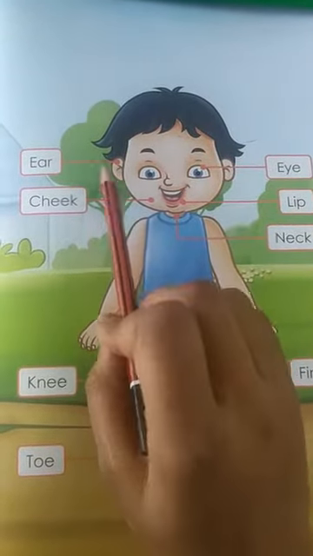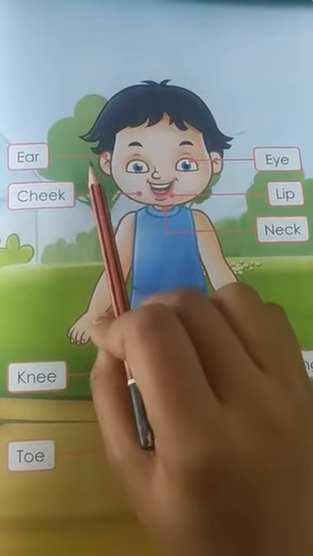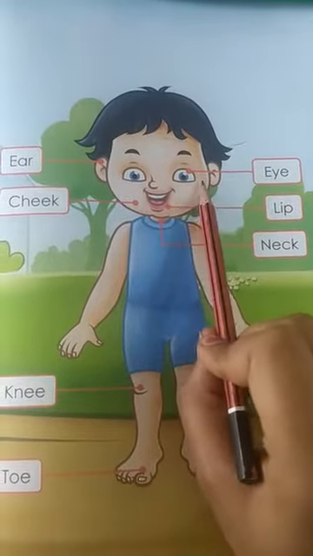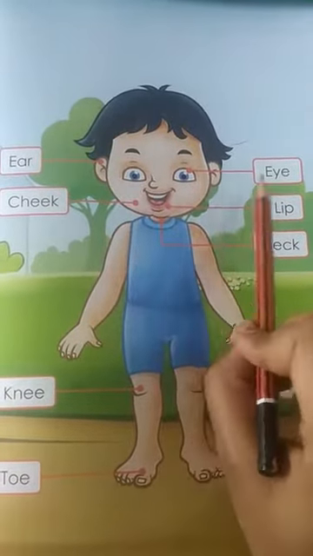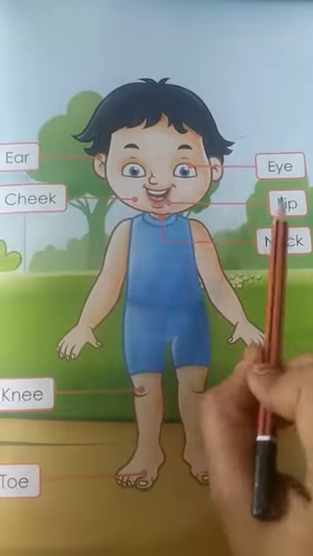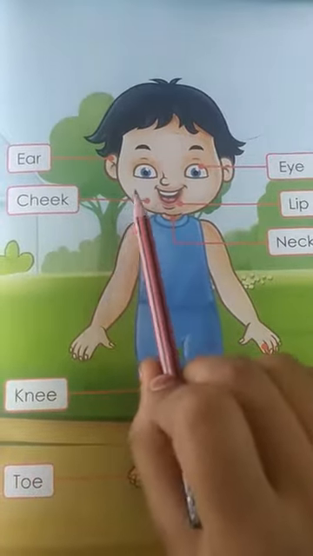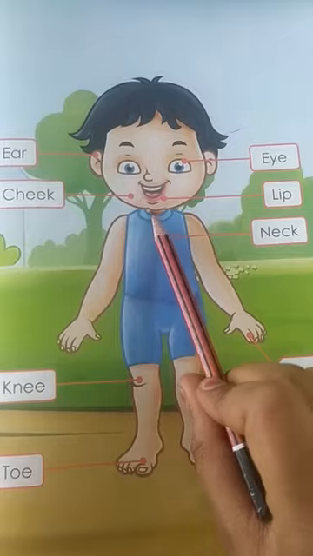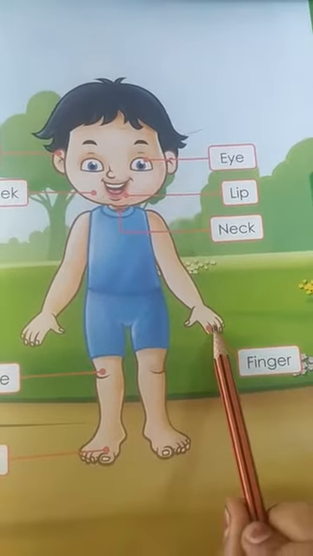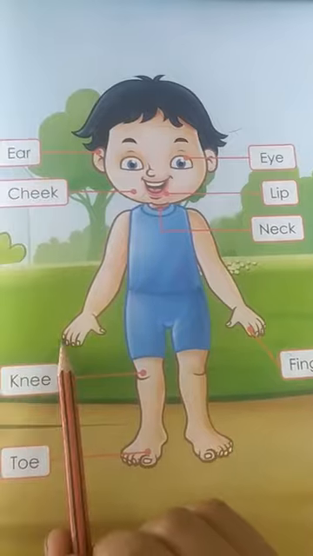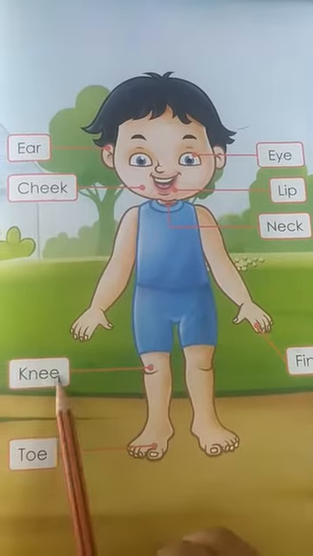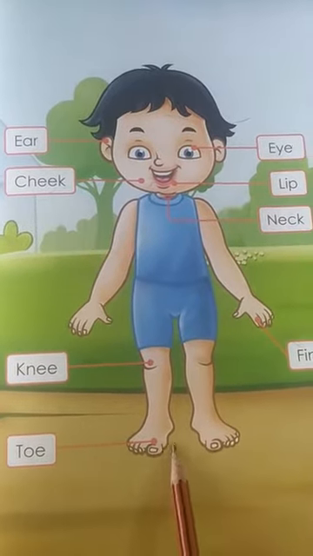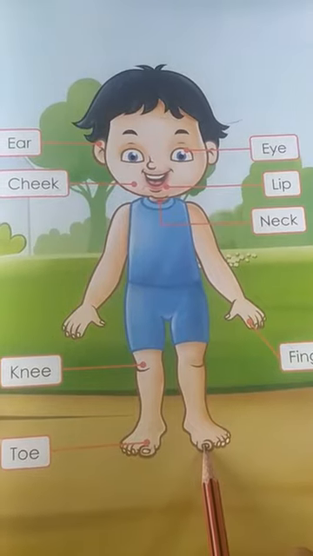Kids, ear, ears. We have two ears, one, two. Eyes, we have two eyes, one, two. Lips, cheeks. Neck, this is our neck part. Fingers, knee, this is our knee. Toe.